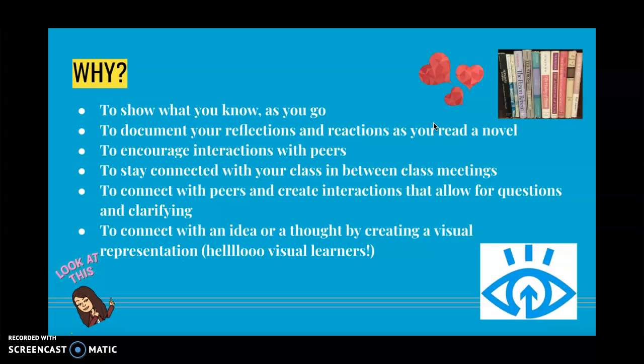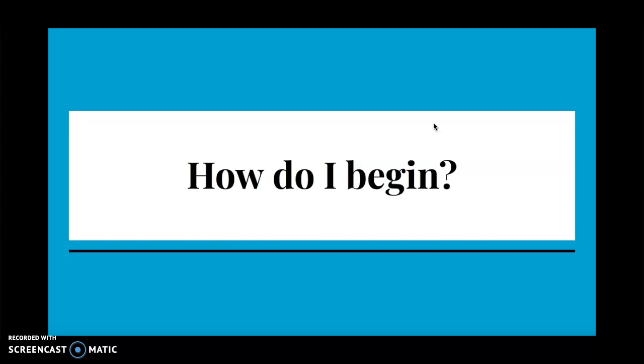So why do we do this? Why is it important? First of all, it's a way to allow our students to show what they know as they go. They can use this as a formative assessment, so we can keep tabs on students as they read. It's a great way for students to interact with each other in between class meetings, especially if things are being done virtually. Also, it's an awesome tool for visual learners to be able to express what they've learned or what they've come across in the book. So how do you begin?